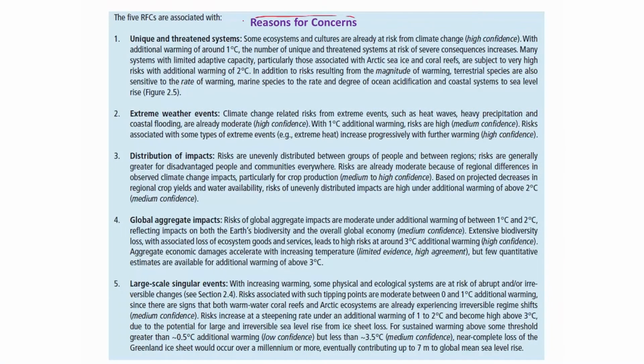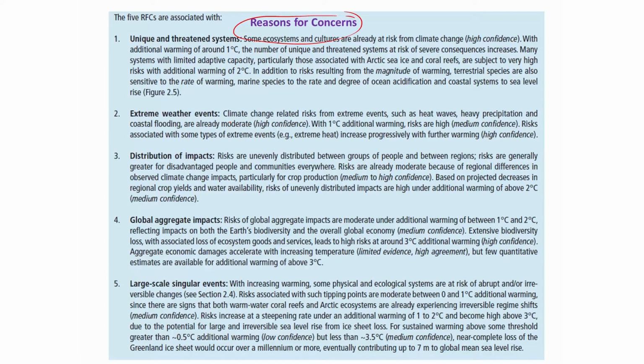One of the things we defined last time was the reasons for concern, which had unique and threatened ecosystems, corals, Arctic ecosystems, etc. Extreme weather events, which includes heavy rainfall like we are having in India in the 2018 summer monsoon, as well as droughts. There are droughts that can become very extreme. Distribution of impacts is basically looking at the uneven impacts of climate events on groups, regions, etc.